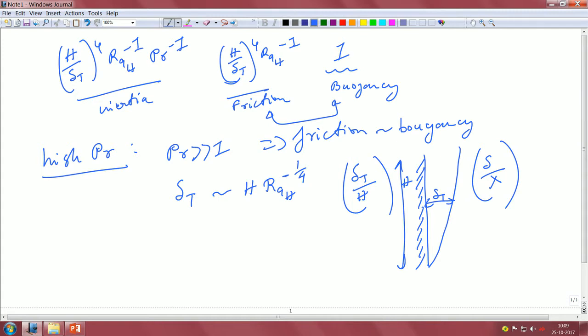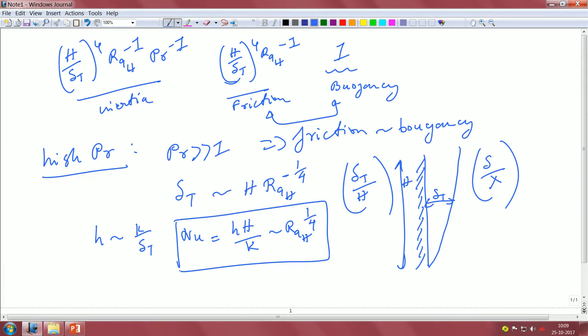The heat transfer coefficient h basically scales as k over delta t. This is still the same, it is the inverse of the boundary layer thickness, right. So, the Nusselt number in this particular case is this, where h is the relevant length scale of the problem, and this represents Ra_h to the power of 1/4, right. This is an interesting thing. The Nusselt number varies as Rayleigh to the power of 1/4, and the boundary layer thickness varies as Ra_h to the power of minus 1/4, right.